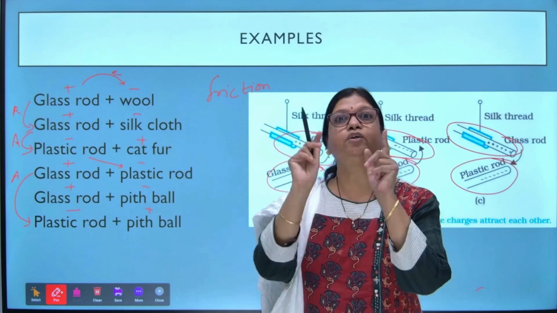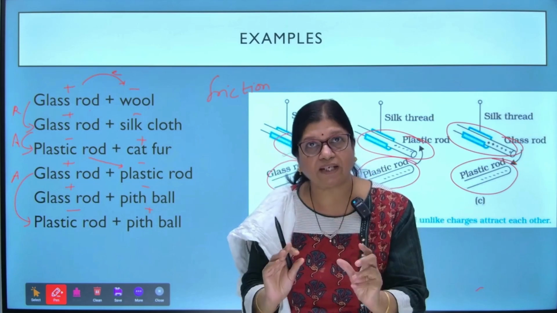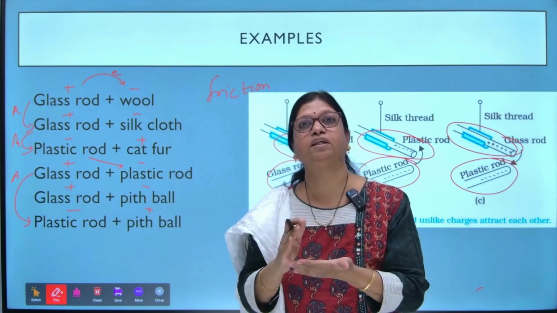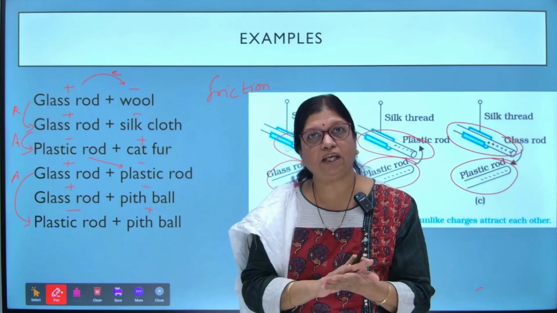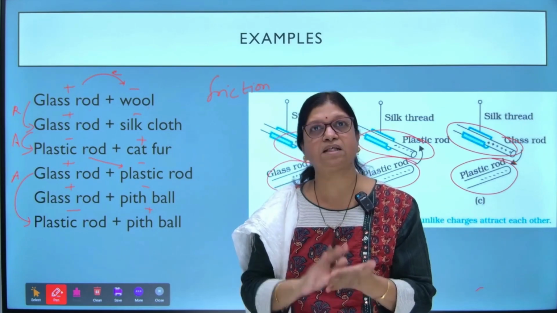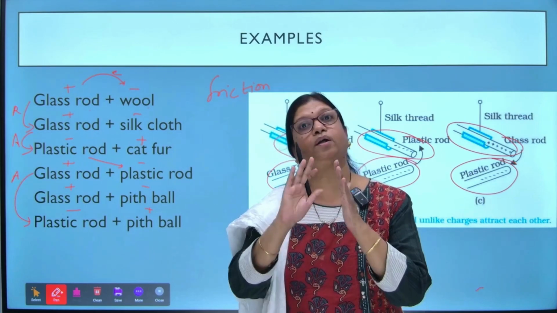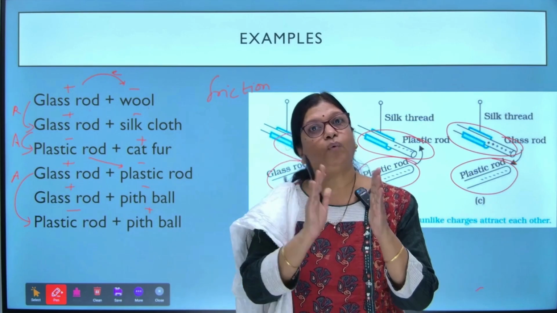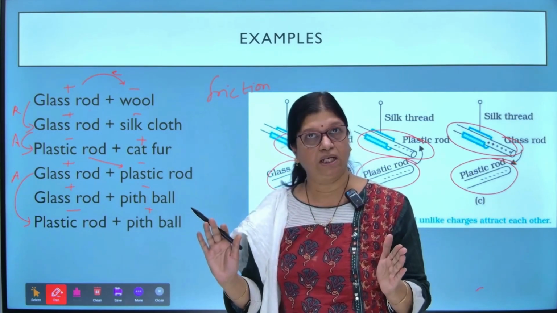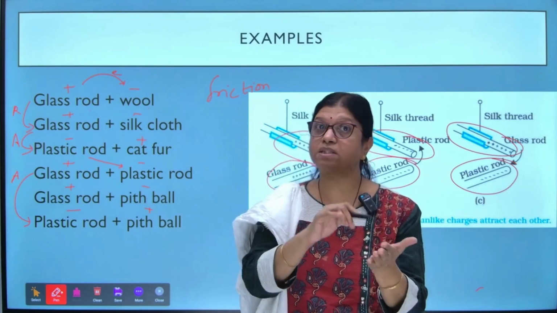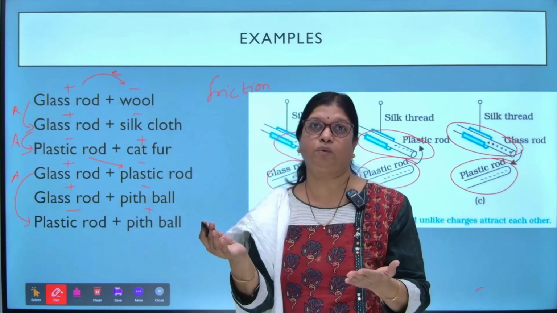So remember, due to friction, if we are charging two insulators, again and again I am using the word insulator because by this method we cannot charge a conductor. So if we are charging two insulators by the method of friction, charges will be deposited on both the bodies. One body will get a positive charge, the other body will definitely get a negative charge. This has to be put into your mind because this itself will be a concept which we may use in the numericals.